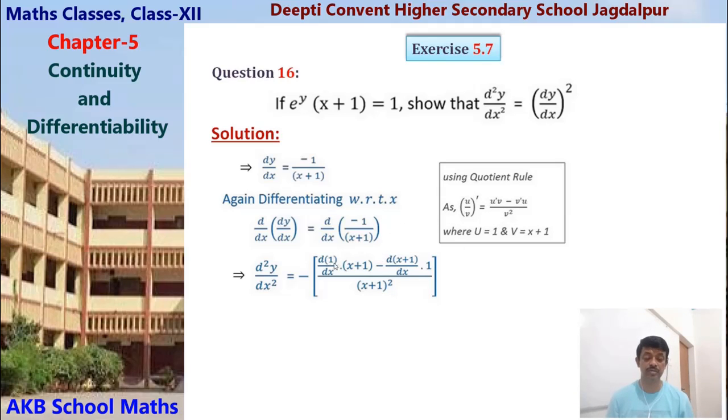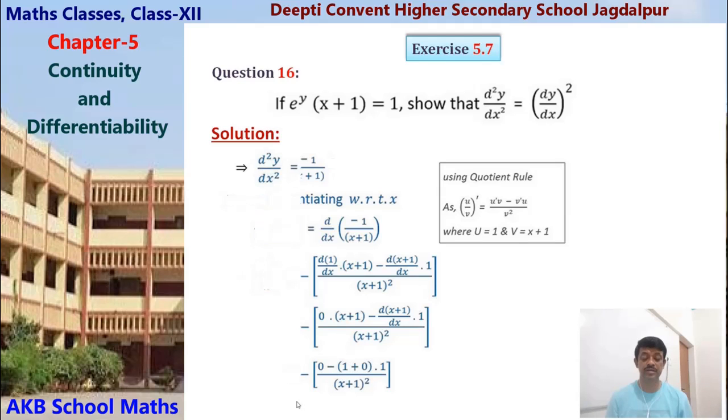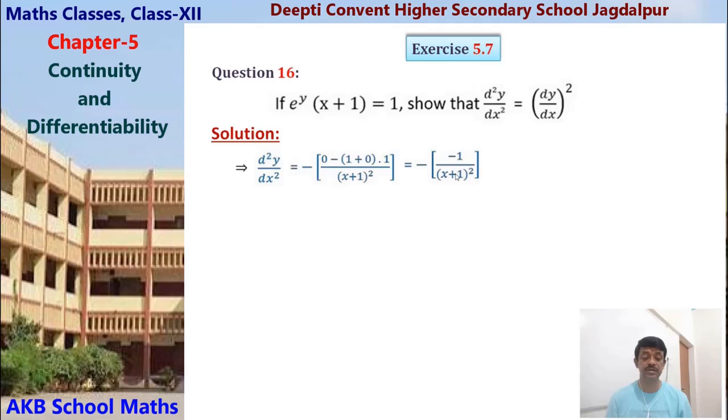Now u dash means d1 upon dx minus v dash, that is d(x plus 1) upon dx times u, meaning 1, with the minus outside. Now d1 by dx is 0, so that total will be 0, minus d(x plus 1) upon dx, term by term differentiation, 1 plus 0, so 1. Minus into 1 is 1, so this equals minus 1 upon (x plus 1) whole square, the second order derivative. Clear?